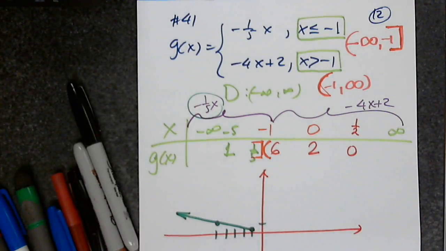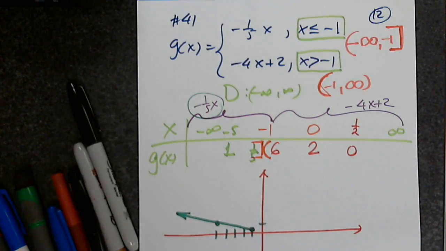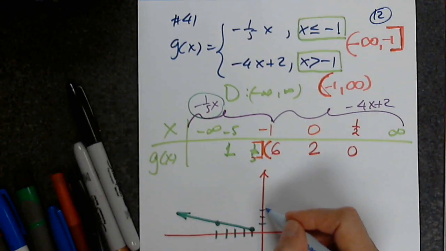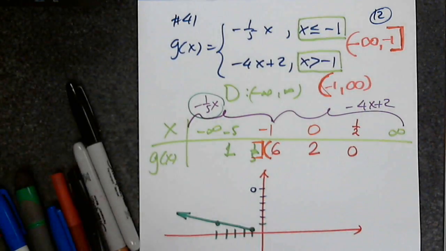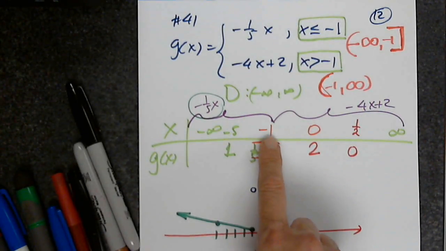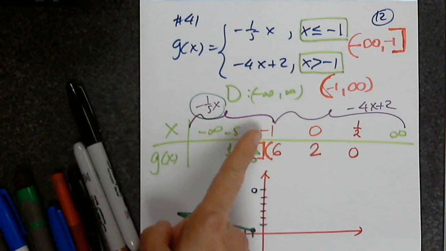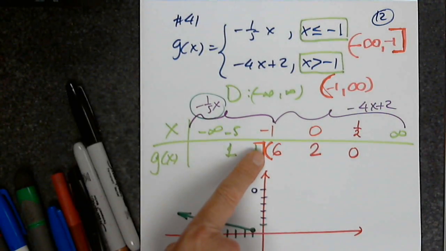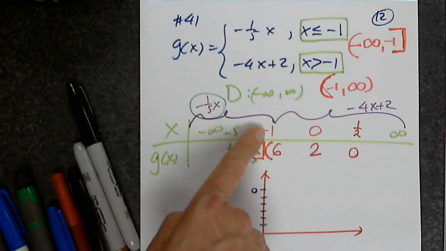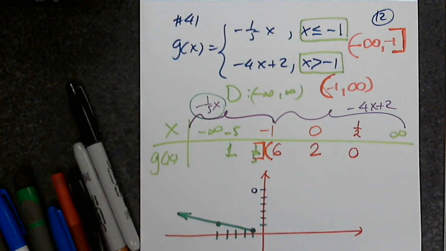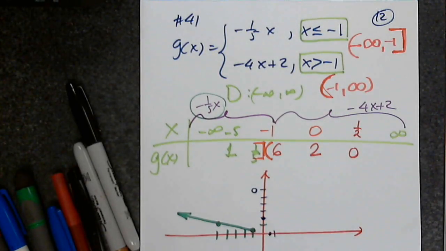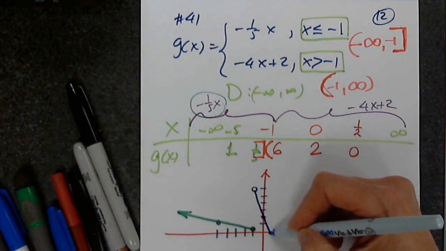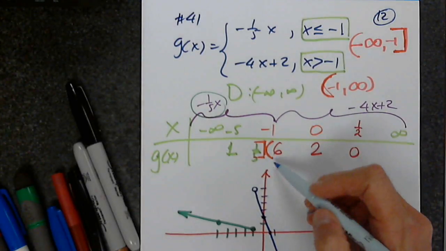On the other side, I have -1 comma 6. 2, 3, 4, 5, 6. And this has to be an open point. Do you understand why? Because I'm not allowed to plug in -1 in this branch. So therefore, -1, 6, that's why I'm using a parenthesis to remind me that -1 comma 6 has to be an open point. And then I plot 0, 2, which is this. And then I plot 1/2, 0, which is this. Remember not to extend this graph to the left of the threshold.